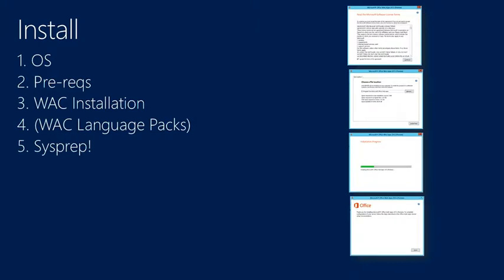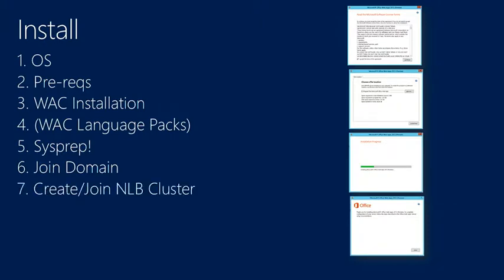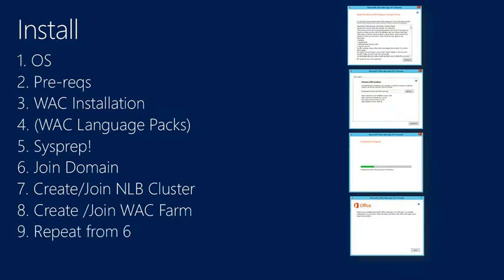Then you boot up the machine after you've sysprepped it, join the domain, create a name for it, join a cluster or use a load balancer, and join the WAC farm. So it's really easy, and just repeat from step 6 for each machine. So it's very repeatable, and this is really good. You should do that for SharePoint as well. Install the binaries, language packs, etc. Don't run psconfig, run a sysprep so you have a good stamp.